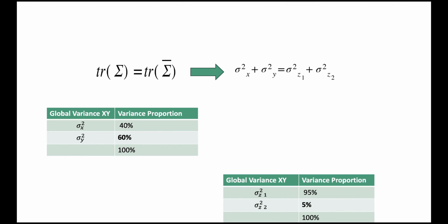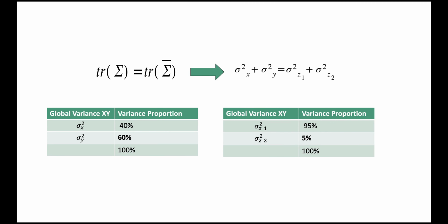We know that both of the traces are equal. That means the covariance matrix and also the transformed covariance matrix contain exactly the same information. So they have the same global variance. So if that happens, that means that despite having the same global variance, the distribution of the variance between the variables has changed. Now, after the transformation, zeta1 is having roughly 95% of the variance. That means that zeta1 is having 95% of the information.